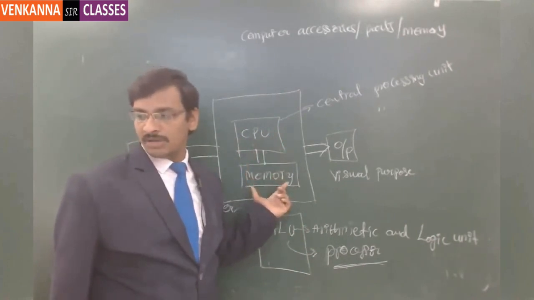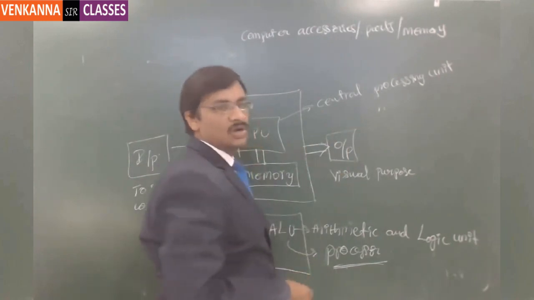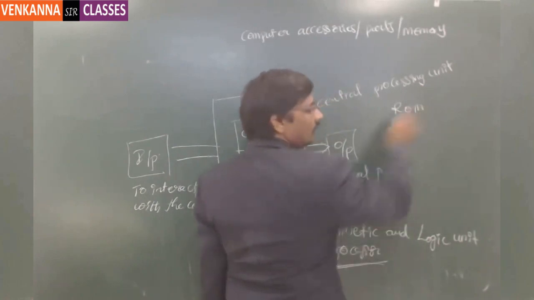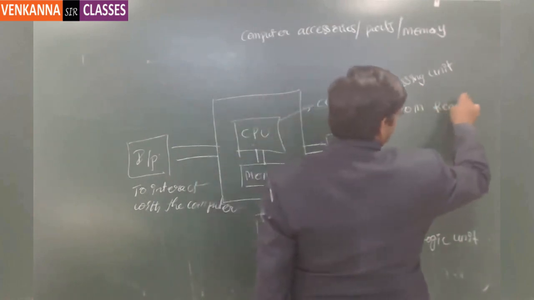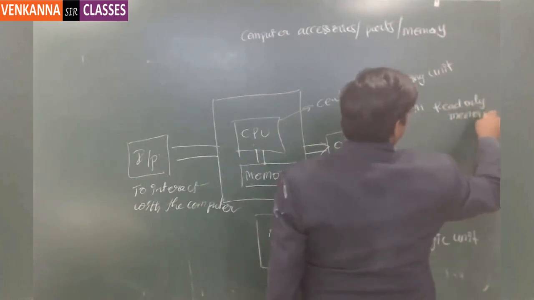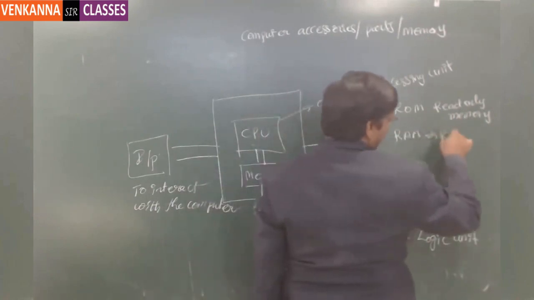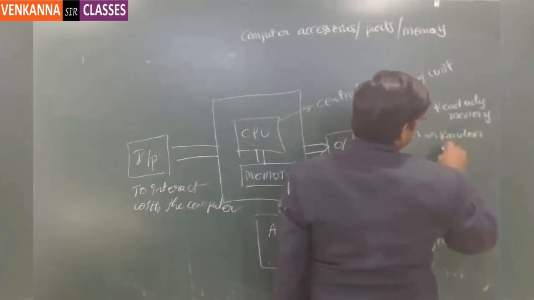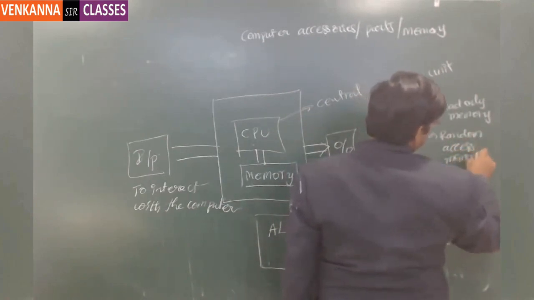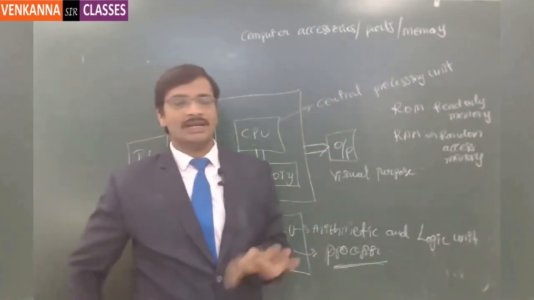And there is an external memory also. Usually there are two different kinds of memories we talk about. One is the ROM, read-only memory. And the next one is the RAM. RAM is the random access memory.